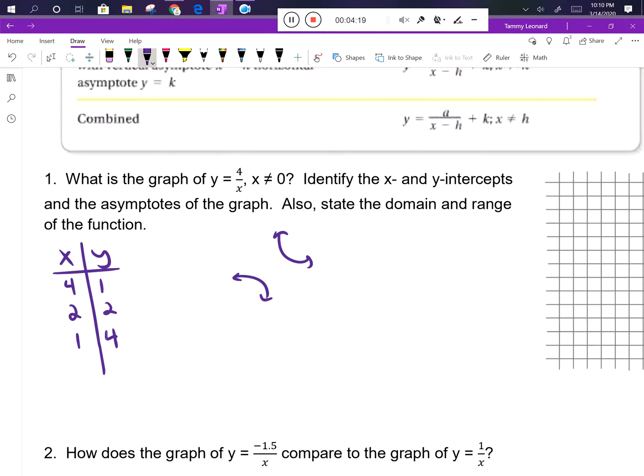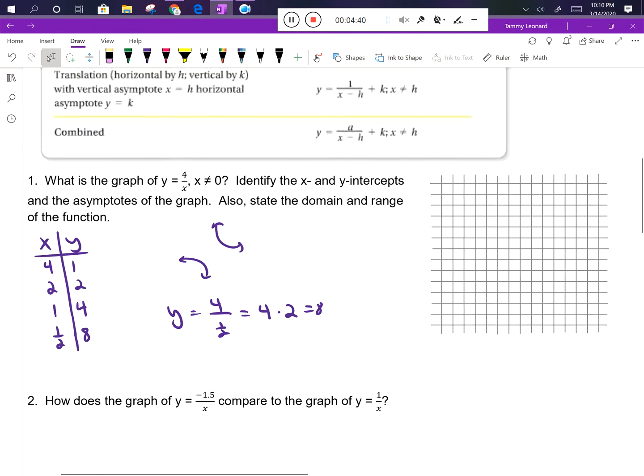If I divide 4 by 1/2, remember dividing by a number is the same as multiplying by the reciprocal. So if I were to say y equals 4 over 1/2, that's like 4 times 2, which we know to be 8. So there's my value. And that's going to be kind of helpful in seeing what happens close to the axis.